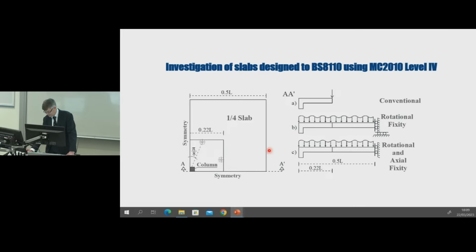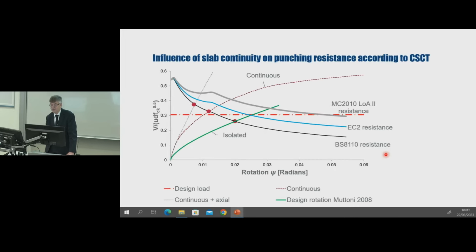modeling 1/4 of a 7.5 meter square internal panel. We calculated the rotations using nonlinear finite element analysis, and we simulated the slab continuity in two ways. First of all, we applied rotational fixity to the edges of the 1/4 model, and then we also applied axial fixity in addition to the rotational restraint to simulate the effect of compressive membrane action. The results of this exercise are shown in this figure here. On the vertical axis, I'm showing shear resistance and rotation along the horizontal axis.